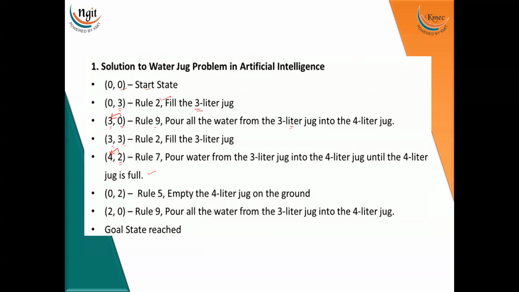Now, rule 5, empty the 4-liter jug on the ground. Yes, we are emptying this 4-liter jug. Now it will become 0, comma 2. And rule 9, pour all the water from the 3-liter jug into the 4-liter jug. So now this 2, we are pouring it into the 4-liter jug. Now it has become 0, and exactly, we brought 2 liters of water into the 4-liter jug. So this is the goal state we reached, so we can stop the process. So this is how we are going to solve the water jug problem.